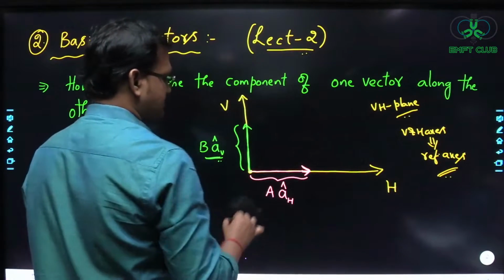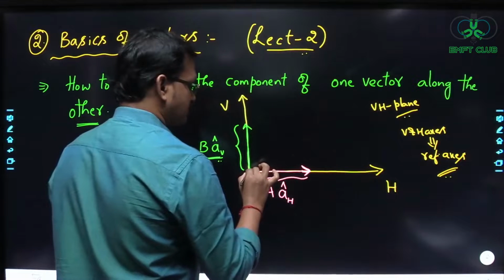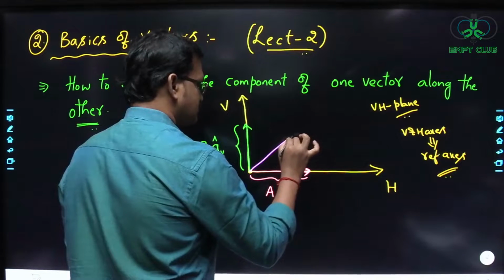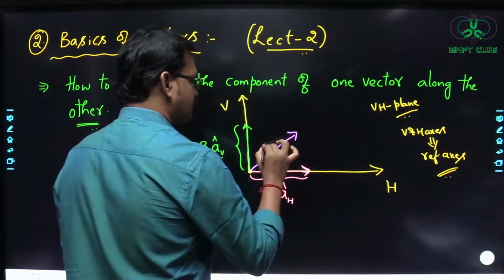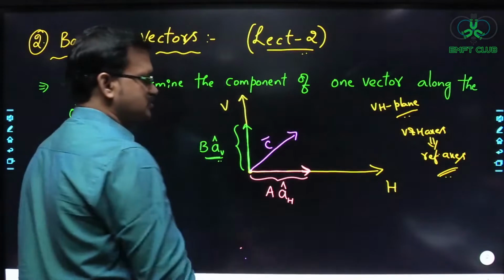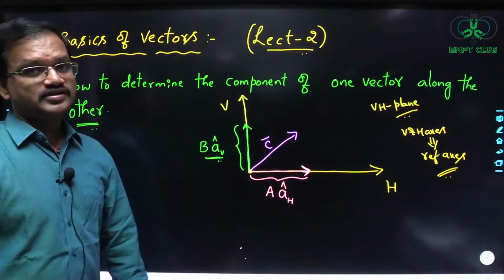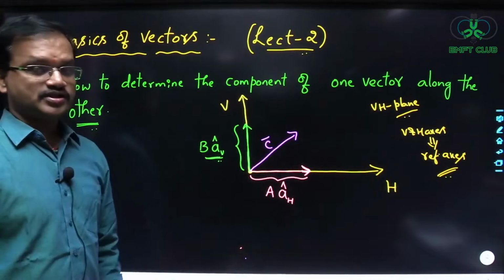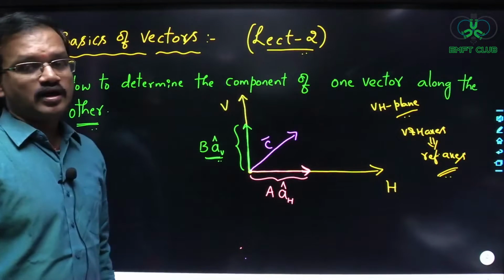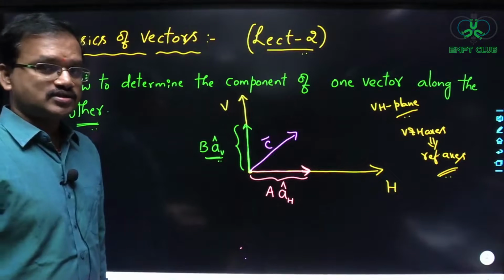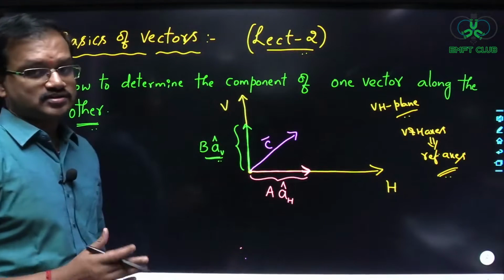So now let us consider a vector like this. Let us consider a vector C bar. So let us assume this is C bar. Now this C bar is neither along our reference axis. It is neither along the horizontal axis nor along the vertical axis. So in this case, how can we represent this vector C bar?